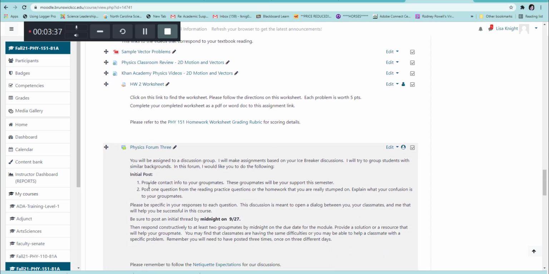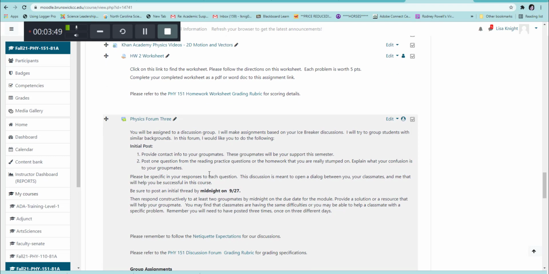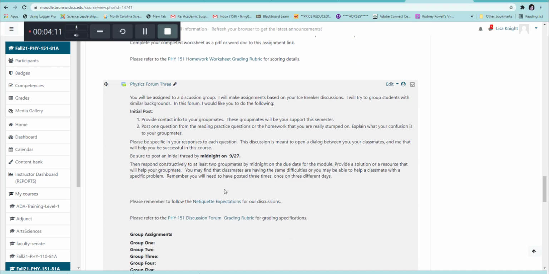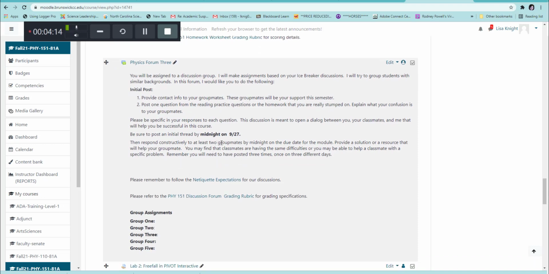In Forum 3, you guys are going to be assigned to groups, and those groups are going to work on getting to know each other. You're going to post your initial post by 9/27, and you want to introduce yourself to your group mates, and you want to post 1 question from the reading practice questions or from the homework that you're really stumped on, and explain what exactly the confusion is. And then after that, you're going to want to respond constructively to 2 group mates by midnight on the due date for the module.